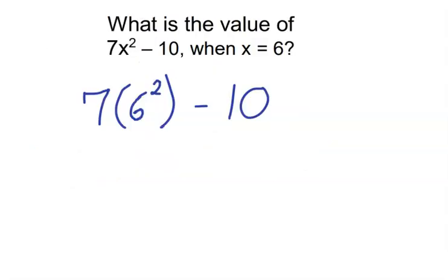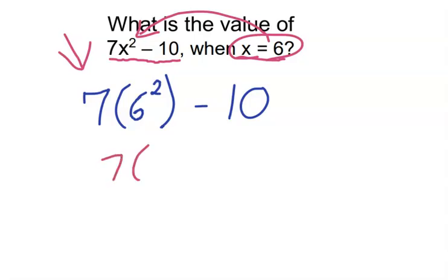What is the value of 7x squared minus 10 when x equals 6? So all we're going to do is take the 6 and put it in for x. All right, so that is rewritten right here. So we have 7 times 6 squared, right, because we put the 6 in for x, minus 10. Well, the first thing we're going to have to do is the 6 squared. So is that 6 times 2? No, that is 6 times 6, which is 36. So we're going to rewrite this 7 times 36 minus 10.